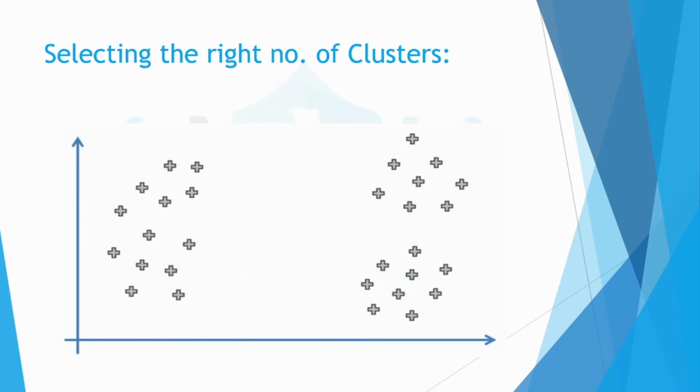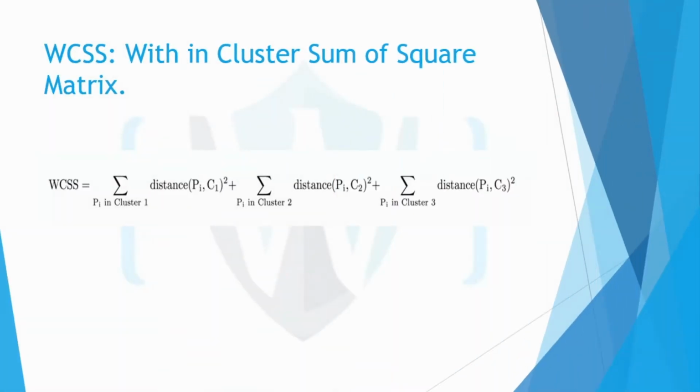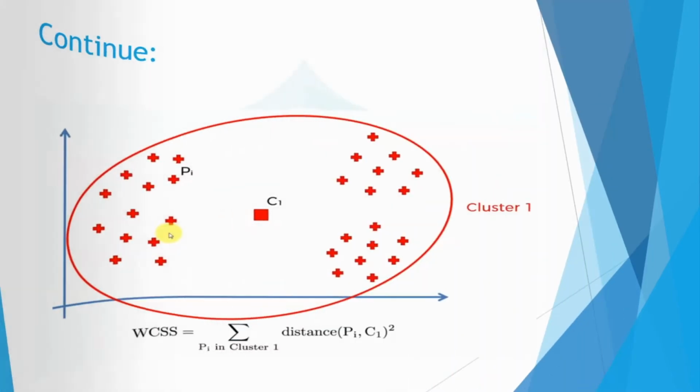What happens if the data set is so large? For this we need a method to select the number of clusters. So for this we will use WCSS, which is the within cluster sum of squares metric, and the formula is given here, which is the summation of the distance between each and every point and its centroid, and then we have to square it. So let's see an example.